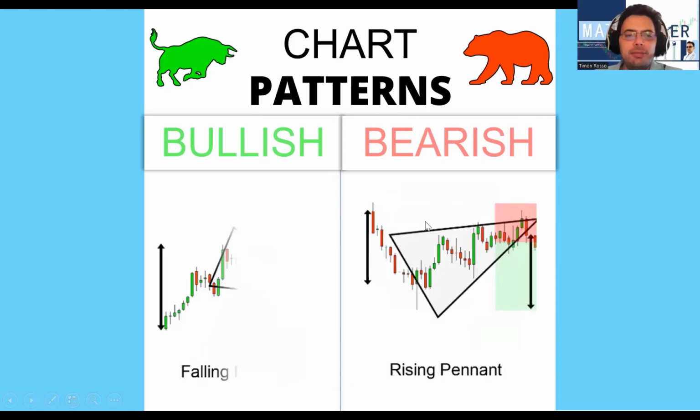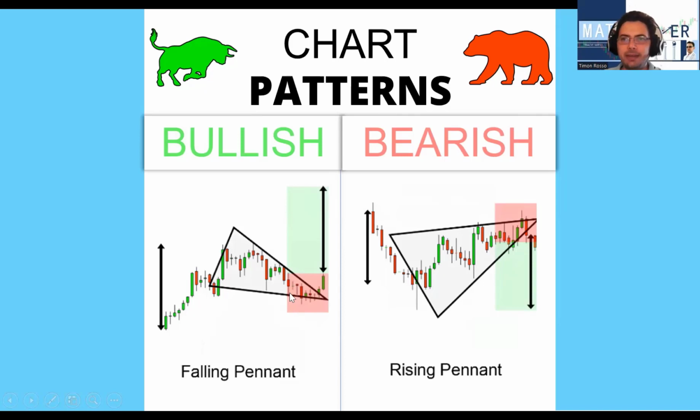We then have the falling pennant and the rising pennant. The falling pennant is very similar to the falling flag, okay? But the trend is moving up, and instead of forming a flag formation, it forms somewhat a wedge pattern, but it's also known as a pennant formation. Now, a pennant compared to a wedge is a lot shorter in duration.